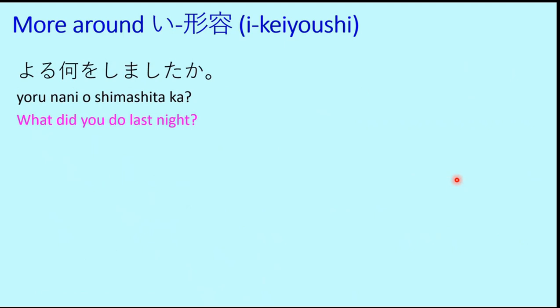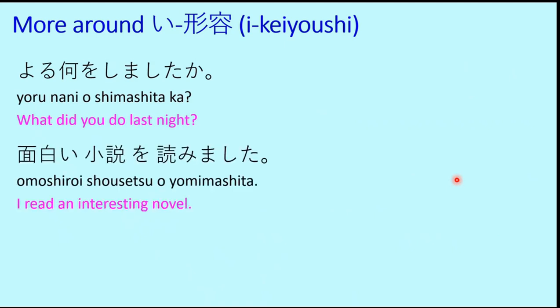Yoru nani o shimashita ka? Now, shimashita is the past tense of shimas, which is from the root verb suru. That means to do something, to do. Shimashita means what did you do last night? Because this is the past tense, it will be what did you do last night? Yoru means last night. Nani o shimashita ka? What did you do last night?